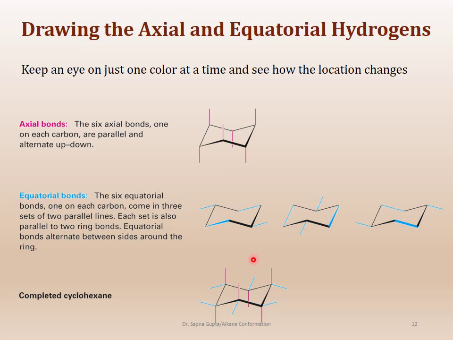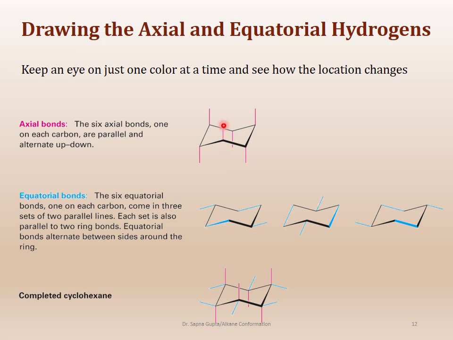The other thing that you need to note about the axial bonds and the equatorial hydrogens is that for the axial hydrogens, if one bond is going up, the other one is going down.